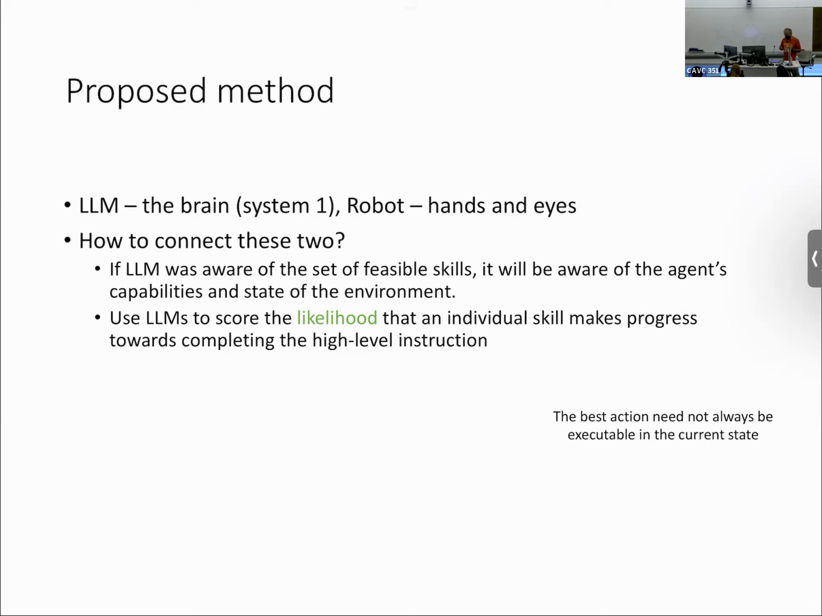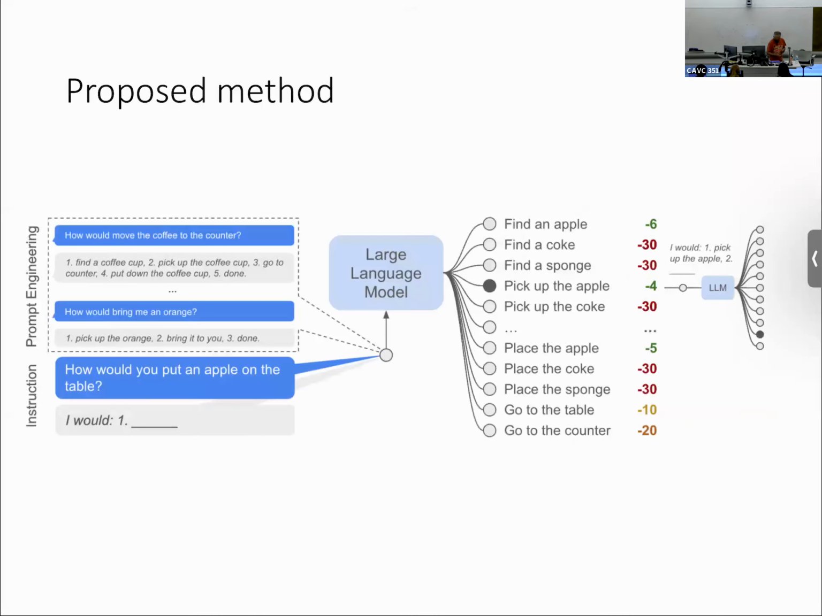Okay. But I think a better analogy is to say the LLM is a weak heuristic guidance, and it's being used by the complete but narrow planner. And it will always be sound. Okay. So in particular, how would I move the coffee to the counter, for example? How would you put an apple on the table?